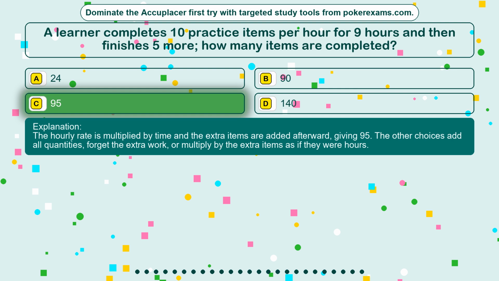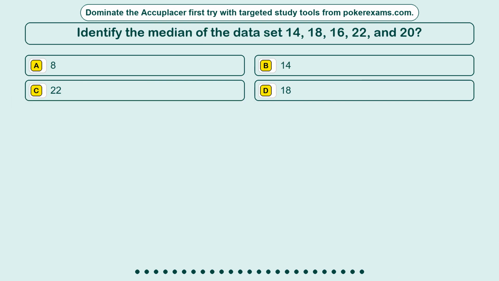Question 9. Identify the median of the data set 14, 18, 16, 22, and 20. Option A, 8. Option B, 14. Option C, 22. Option D, 18.